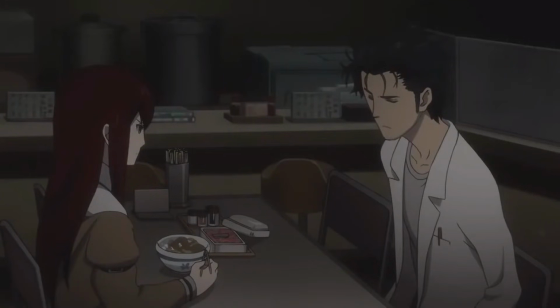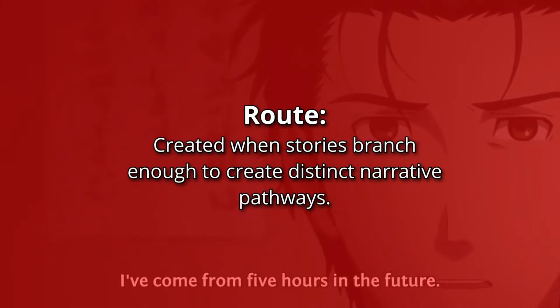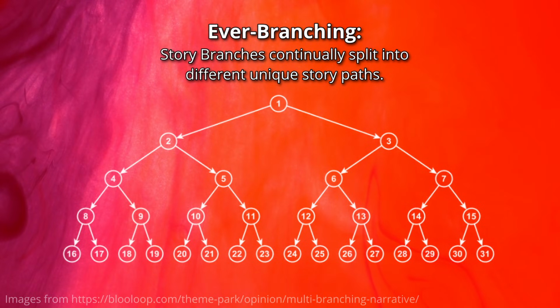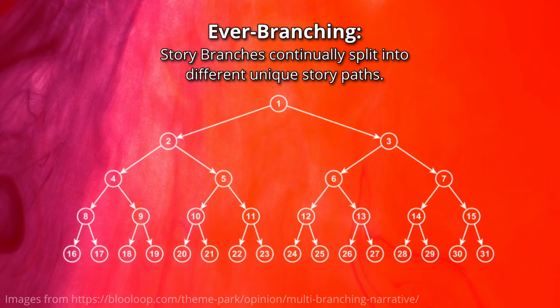Consequential choices are usually pretty easy for players to suss out based on the distinct branches they create, and a route is defined by story branches that diverge enough to create different distinct narrative paths. Routes and story branches often come in a few easy to spot forms. Ever-branching is when the story just keeps branching out until it reaches different endings.